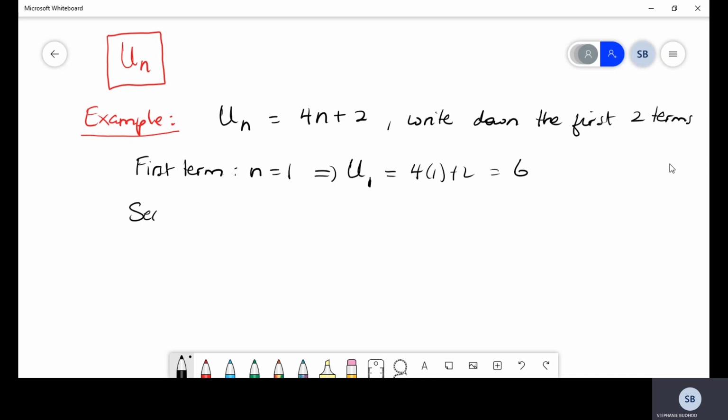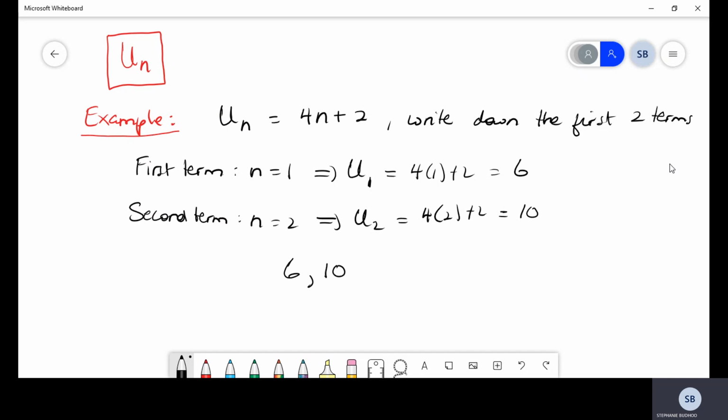Very nice, short, simple, sweet. The second term takes place when n has a value of 2. So u subscript 2 is just simple substitution. Where you see n, you simply substitute the value of the term you're trying to find. 4 2s are 8, and that's 10. So the first 2 terms of the sequence are 6, 10.